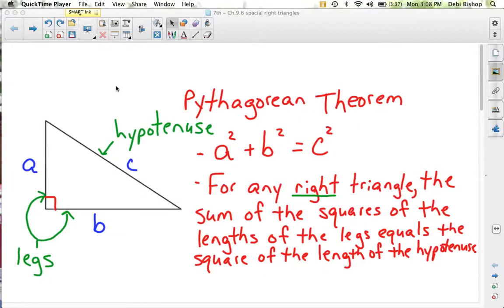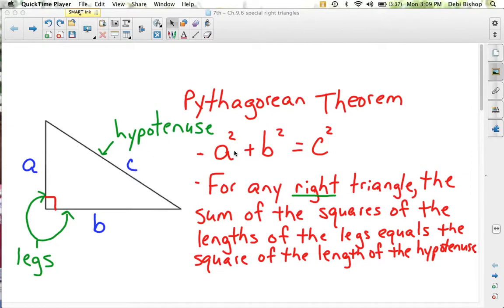Chapter 9, Section 6 today. So just as a reminder, let's talk a little bit more about the Pythagorean theorem. You can see here it's a right triangle, so it only applies to right triangles. You have two legs, leg A and leg B, and you have a hypotenuse, which is C.